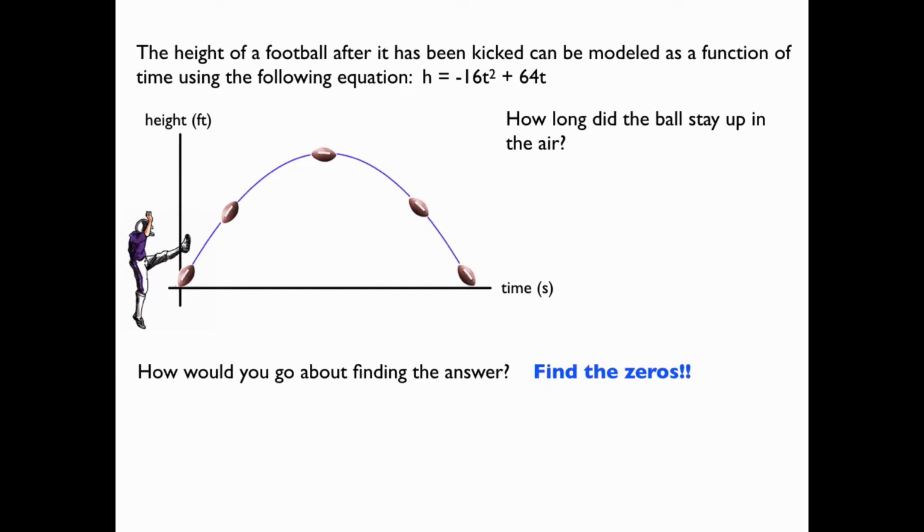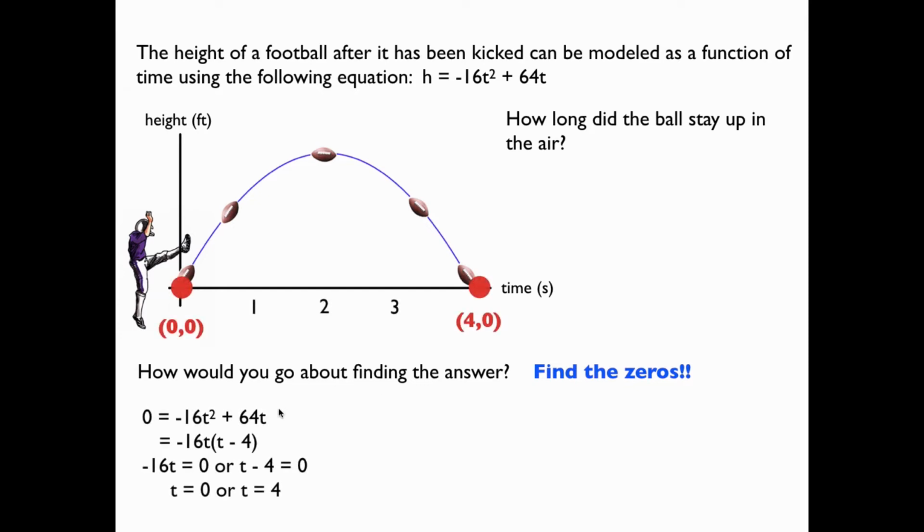All right, let's see how you did. So all of you could have solved this different ways. I set the equation equal to 0. Then I noticed a greatest common factor, so I factored out a negative 16t. And then I found the values of t that would make each factor 0. Negative 16 times what equals 0? Well, that would be 0. And then t minus 4, or what minus 4 would equal 0, and that would be 4. So the zeros are 0 and 4.